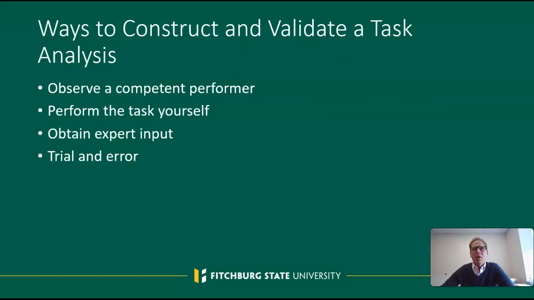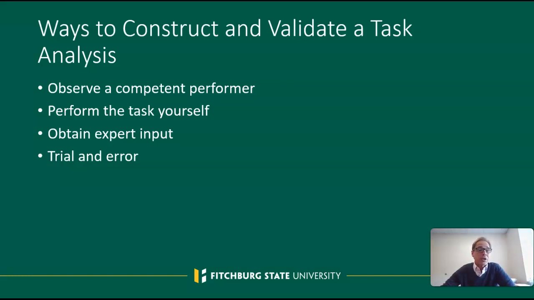So there are basically 4 different ways to construct and validate a task analysis. Number 1, we can observe a competent performer. So we can take a look at someone that we know is able to engage in the task, do it well, do it competently, and we can observe what they do and write down the steps that they follow. We can also perform the task ourselves, and as we're doing that, also record and write down the steps that are involved. This is assuming that we're, of course, competent at being able to perform the task.